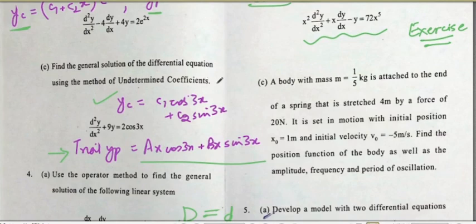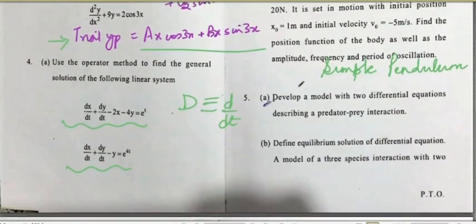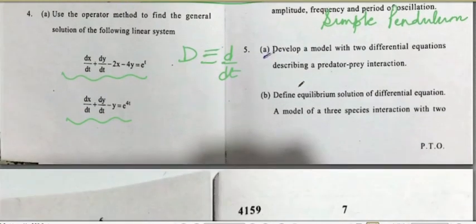Next one, again a direct question from the simple pendulum application, a direct formula based question. So such questions are very easy because everything is given. You are just expected to apply the relevant formulae to get the answers. So moving on to the last two questions which come from the modeling unit.